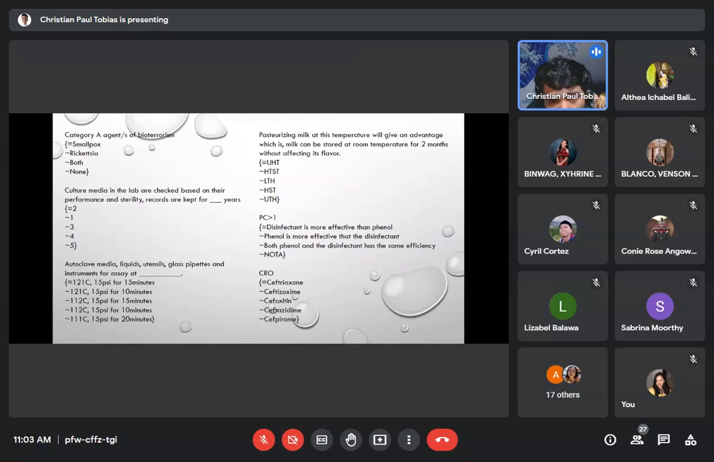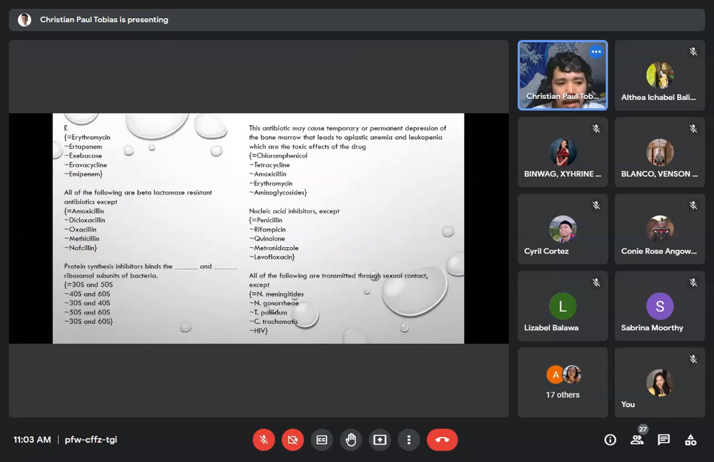Okay, phenol coefficient greater than 1. So disinfectant is more effective than phenol. Kapag phenol coefficient less than 1, ibig sabihin, phenol is more effective than disinfectant. Kapag both phenol and disinfectant has the same efficiency, PC is equal to 1. CRO, your ceftriaxone, your E, erythromycin. All of the following are beta-lactamase-resistant antibiotics except amoxicillin. So, beta-lactamase resistant. Natatandaan niyo pa yung mnemonics, si Dominic or Dominac.